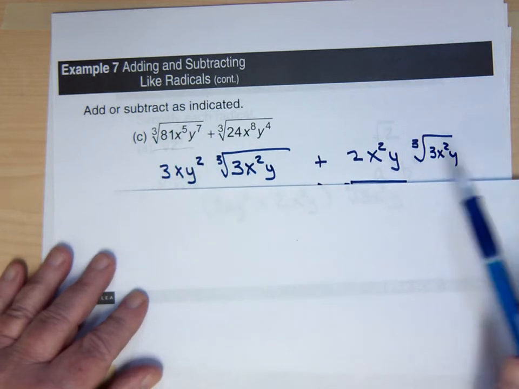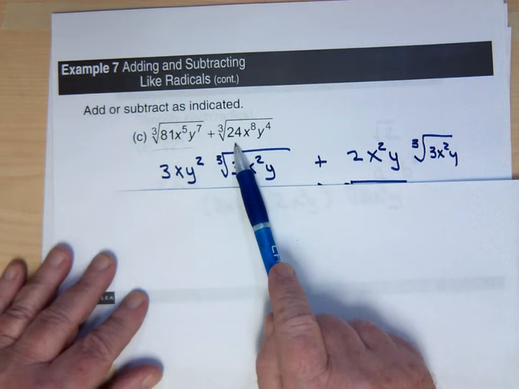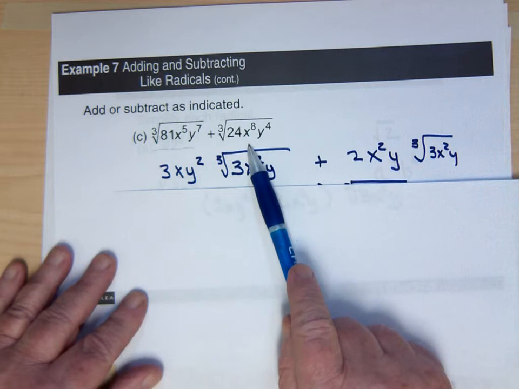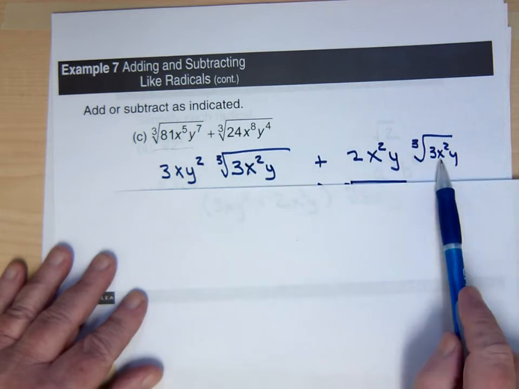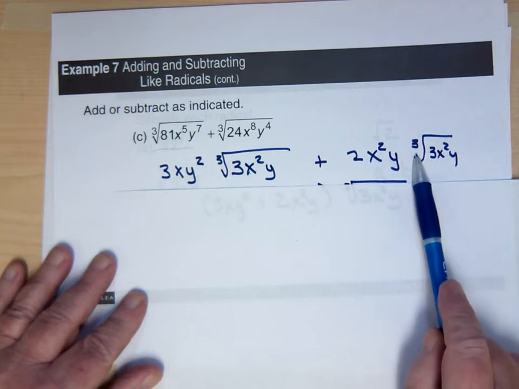Now if I do the similar thing over here on this problem, I will have a cube root. The biggest perfect cube in 24 is 8, and the cube root of that is 2. Again, I do the similar thing here. I'm going to have x squared on the outside and x squared still under the radical. And here I'm going to pull out 1y, and I'm left with the cube root of 3x squared y.